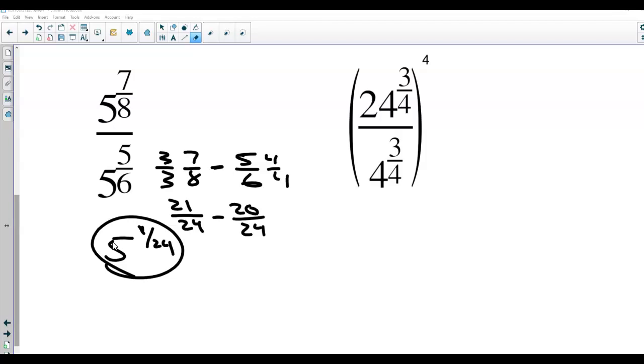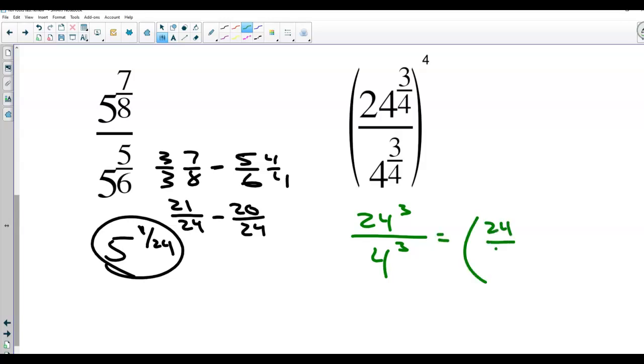24 to the 3/4 over 4 to the 3/4. We're going to distribute that 4 to both terms. And we're going to get, sorry about that, 24 cubed over 4 cubed. If I have the same exponent but a different base, I can do this. 24 over 4 cubed. 24 over 4 is 6. and 6 cubed is 216.